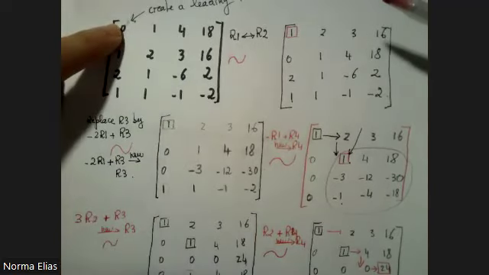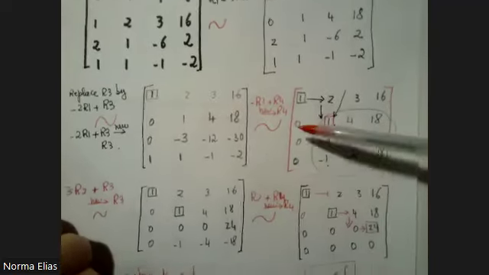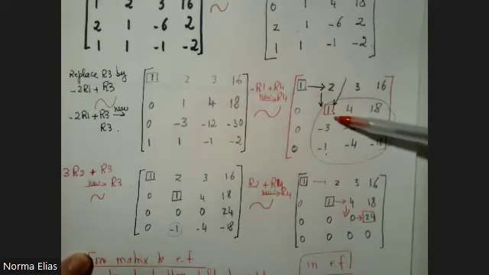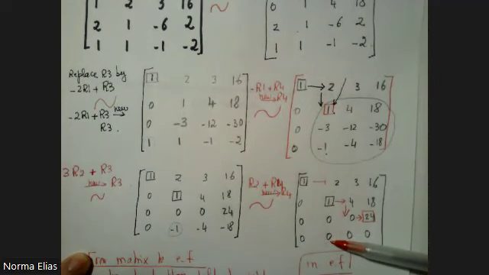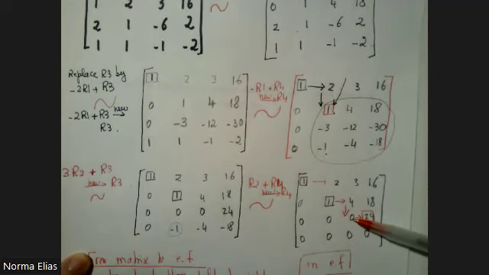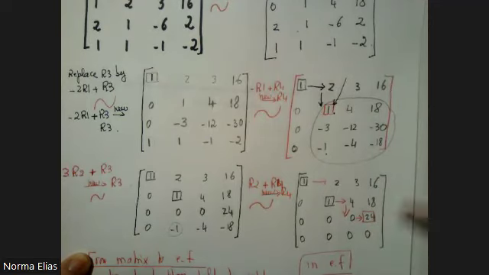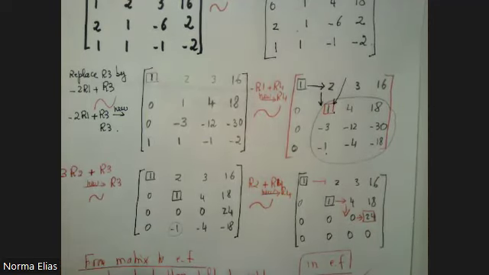So we create a leading here, then we make everything below it into zero. We move to the right, we create a leading here, and then we make everything below it a zero. And then we try to create a leading, we can't, we move, create a leading here, and we make sure everything below it is a zero. Okay, that's our algorithm for going from a matrix to an echelon form matrix.